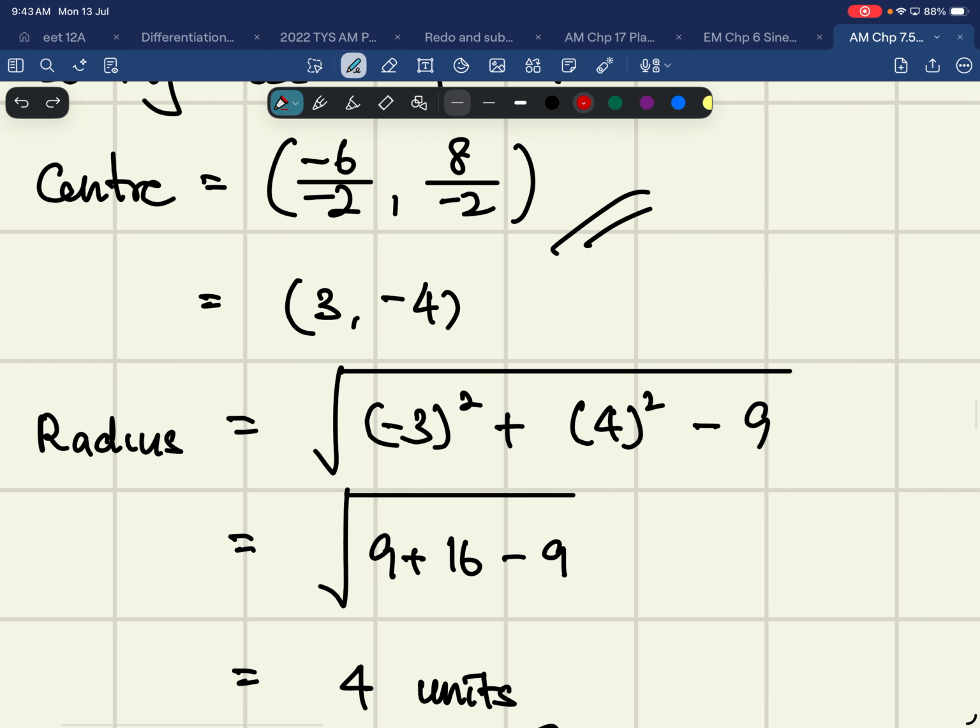But Mr. Lim, actually, if I square, wouldn't everything just be positive anyway?